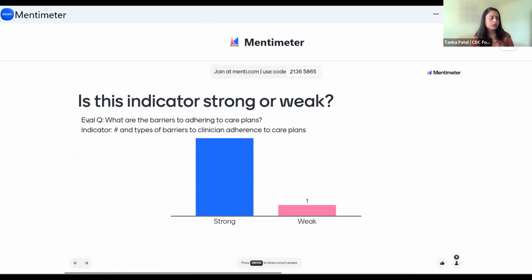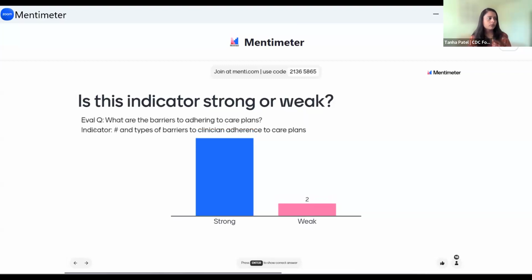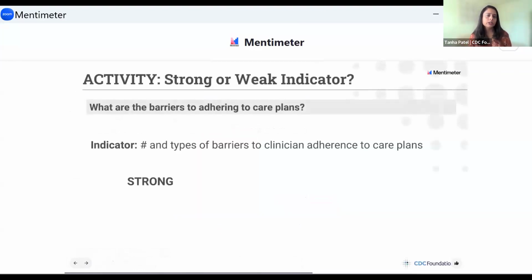All right, let's see some responses coming in. All righty, Haley, can we close? Perfect. So yes, most of you said it is strong. And yes, this indicator is strong because it is specific, it's measurable, and it is relevant to the question that we were asking.